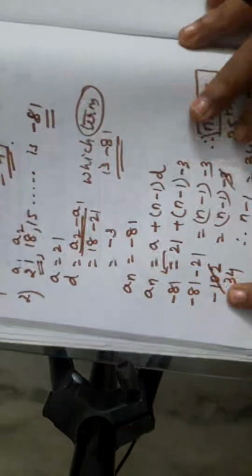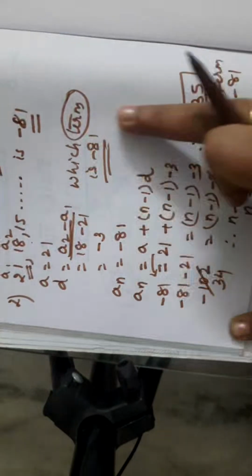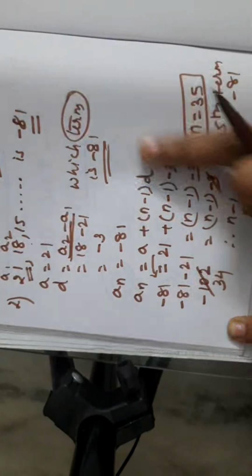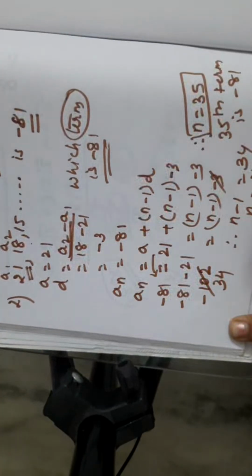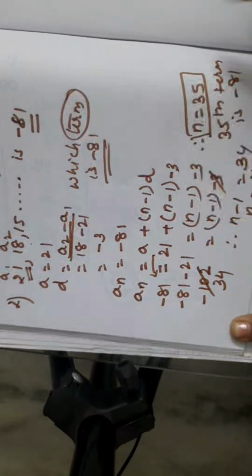This can be for the 2 marks question, where they will give the sequence and ask which term is minus 81. So it will be finding the term, with the simple term formula only. All the values will be given. You need to put all the values in their respective places and you can calculate the term.